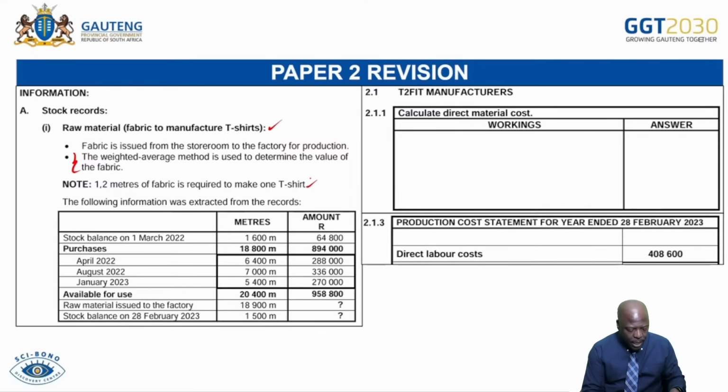Okay, so here we now need to know, here we're given the raw materials issued to the factory, that was 18,900 meters. But what is the weighted average price per meter? That we don't know. But it is easy to get that, because if you come here, you see you have materials available for use. And then these ones, if you say the 958,800 and you divide it by the 20,400, it will give you now your average price per meter.